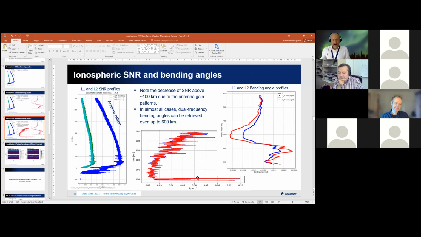But we are looking at limb sounding, so there is no IPP, ionospheric pierce point definition, for limb sounding. Each scintillation value is georeferenced to the height of this straight line connecting the 2 satellites. Okay.